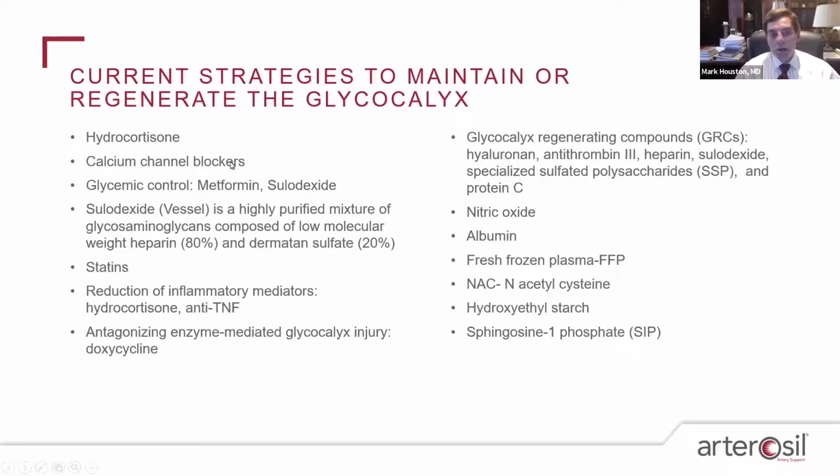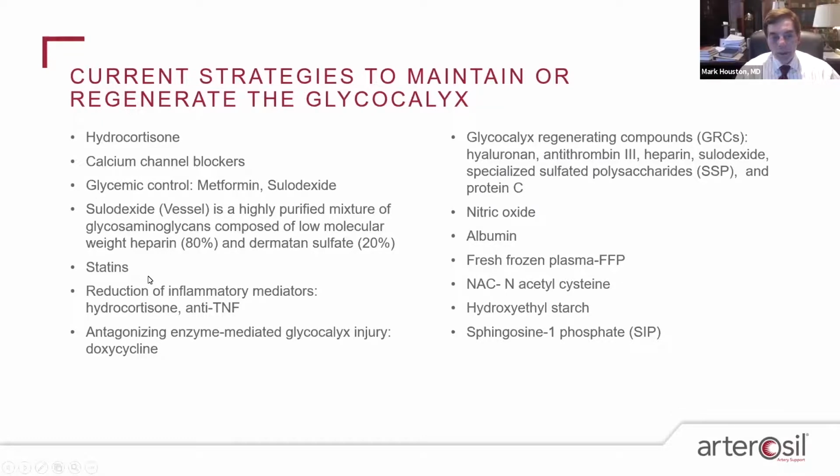Hydrocortisone, all the calcium channel blockers are very effective. Obviously controlling glycemic issues, metformin being one of the best here. Others will be shown to be effective in the future, but we don't have as much data. This is a new one, sulodexide, which is a purified glycosaminoglycan, and we'll talk more about this and how it works to actually improve glycocalyx function.